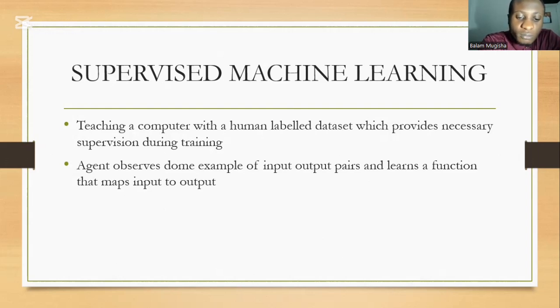Basically, here the computer is trained using a labeled dataset, where each data point is paired with its correct output. The goal is to learn a function that maps inputs to correct outputs. Here we basically have two steps. We have the input-output pairs, where the algorithm observes examples of inputs and their corresponding outputs, which are the labels. And we also have the learning function, where the algorithm tries to generalize the relationship between the inputs and outputs to predict outputs of unseen data.